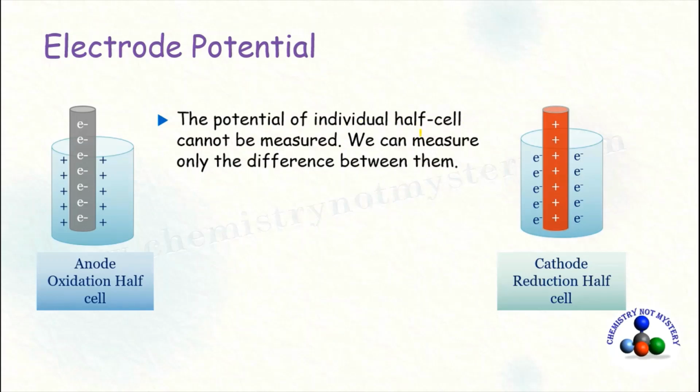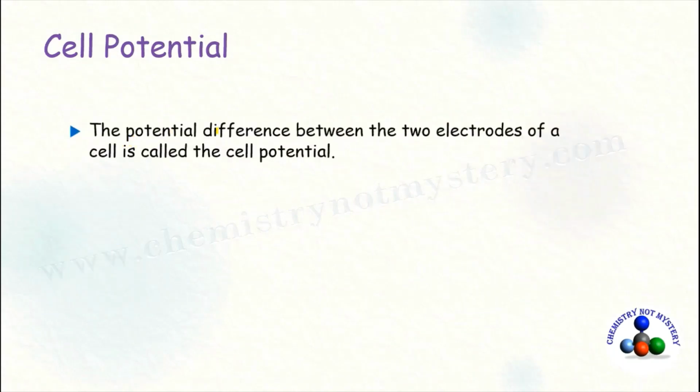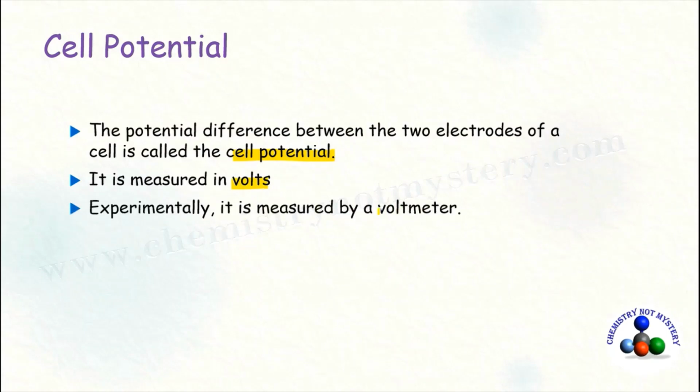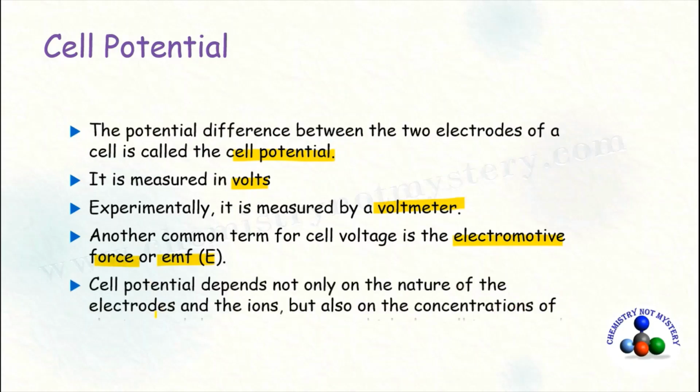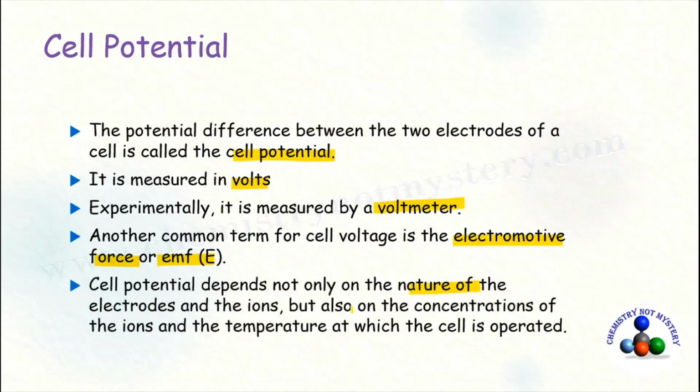Potential of an individual electrode cannot be measured. We can measure only the difference between them. So we cannot measure electrode potential of anode or cathode, but we can measure the difference between them. The potential difference between two electrodes is called cell potential and it is measured in volts. Experimentally, it is measured by the voltmeter. Another common term for cell potential is electromotive force, or in short EMF. Cell potential depends not only on the nature of electrode and ions but also on the concentration of ions and the temperature at which the cell is operated.